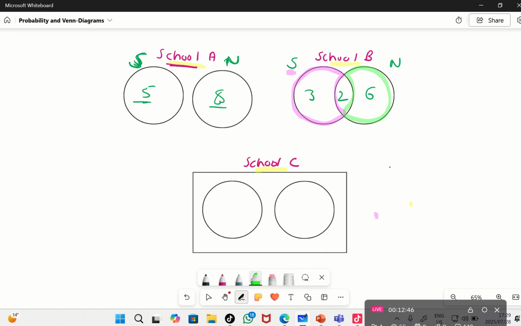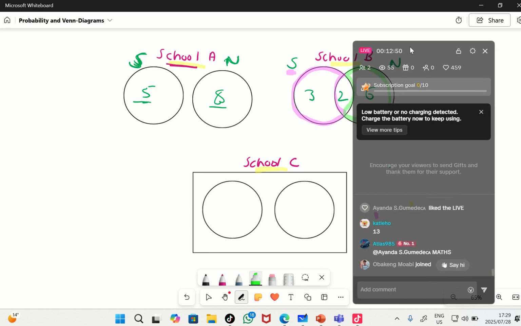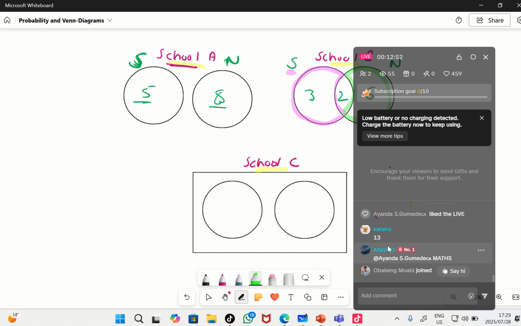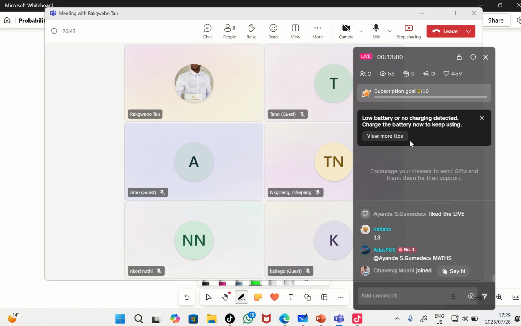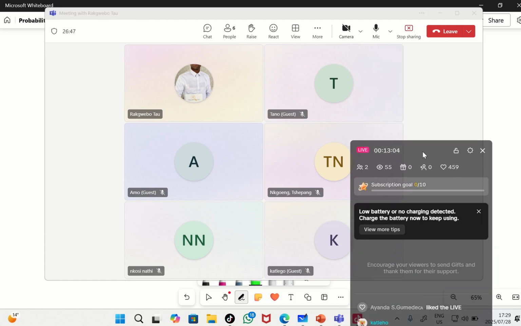Can you tell me how many learners play soccer only? Nice one, Katlego. Thank you for that, Katlego. Welcome, Moabi. Katlego's here in full force. Tsepang is also here in full force.